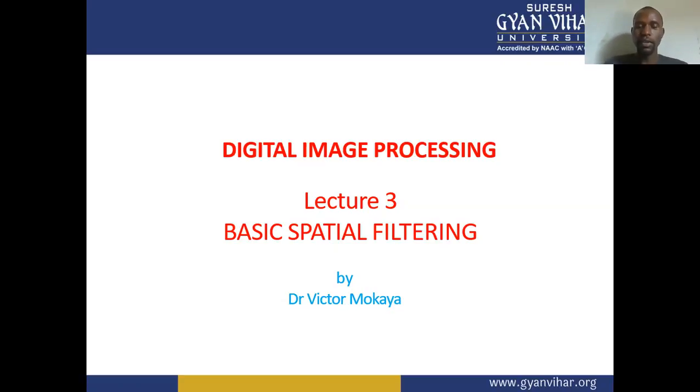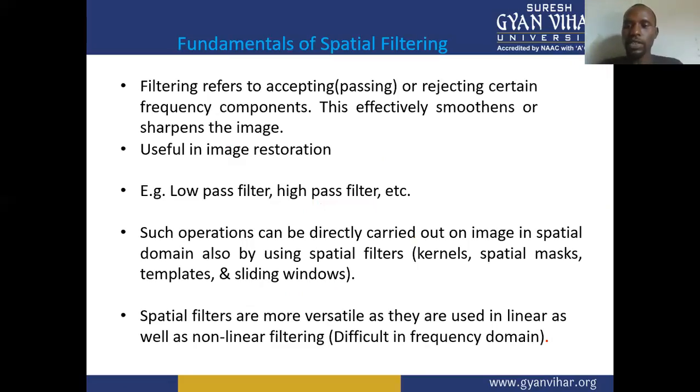Now, we're going to look at the fundamentals of spatial filtering. Before we get to that, let us first understand what filtering is. Filtering is the process by which we accept or reject certain frequency components. These frequency components that we accept or reject have an impact on our image, and the result is that they can effectively smoothen or sharpen the image. This is useful because the results obtained can be used for image restoration.